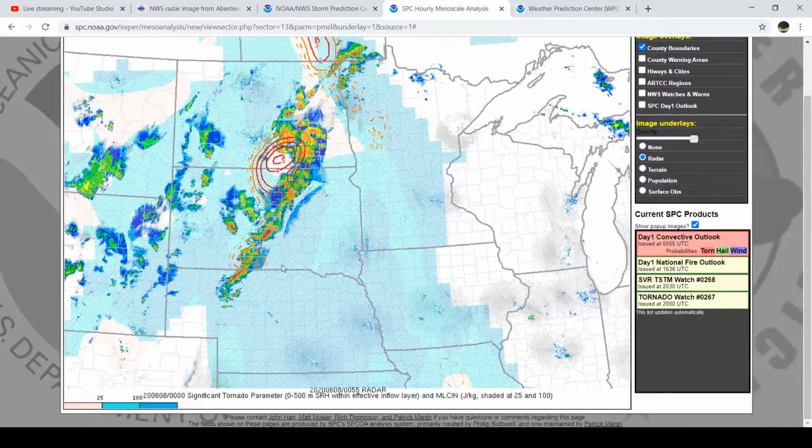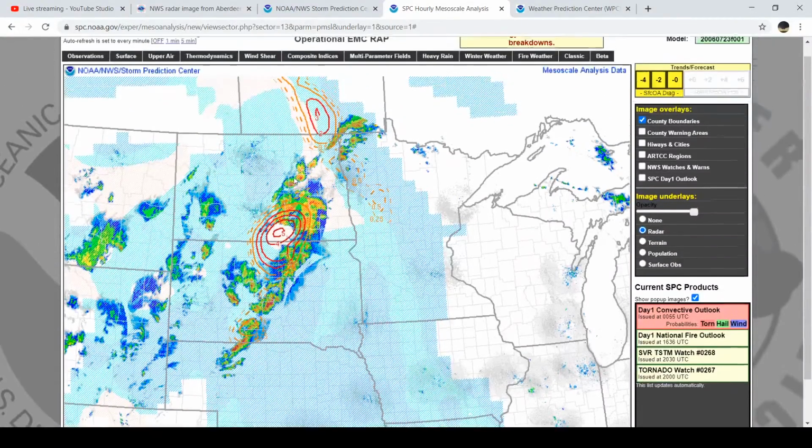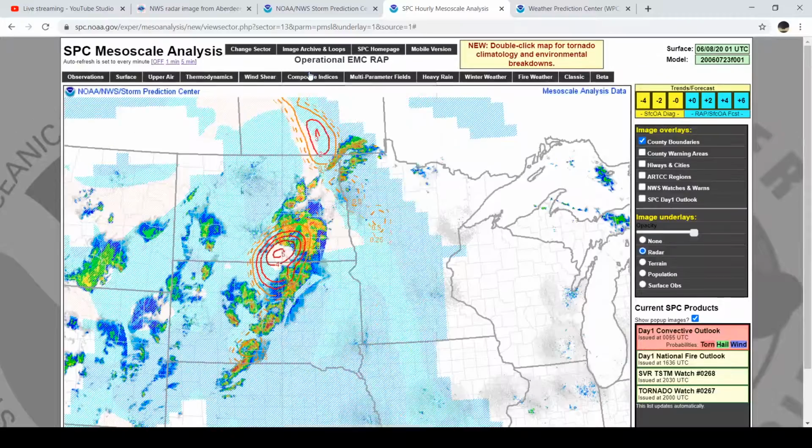But as we can see, it looks like there is some convective inhibition or CIN, but with the winds being stronger to the 500 meters, there could be a chance of a tornado being down.